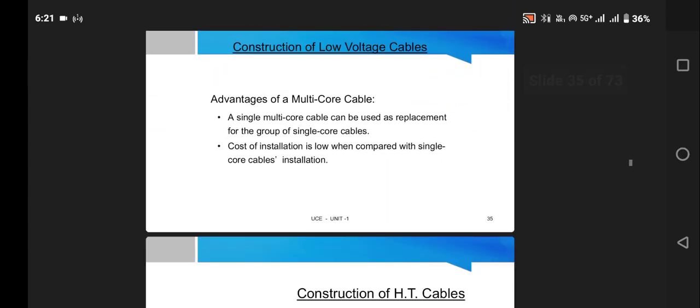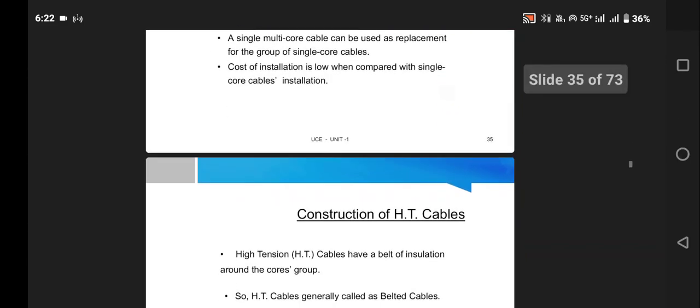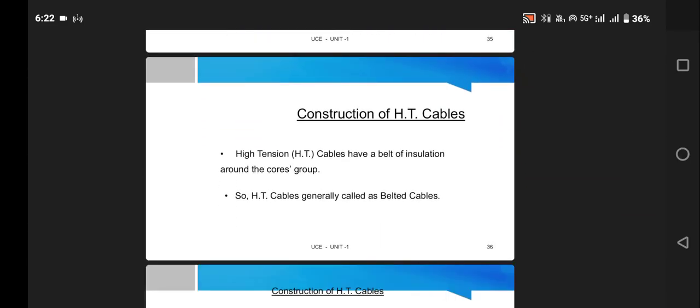There are a variety of advantages for a multi-core cable. A single multi-core cable can be used as a replacement for a group of single core cables. The cost of installation is low when compared with single cable installation. Then the next variety is construction of HT cables.